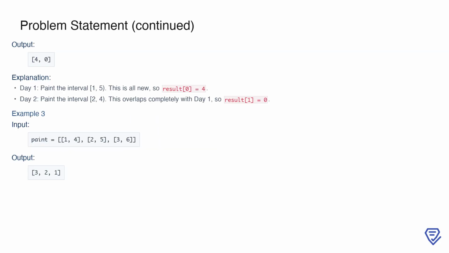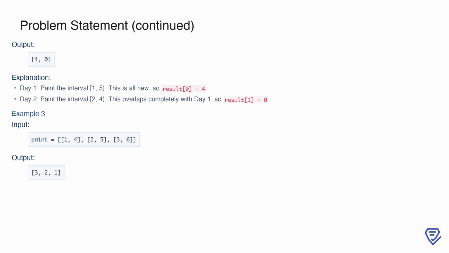Here's another example for illustration. If the input is paint equals [[1, 5], [2, 4]], on day 1 we paint the interval [1, 5], which is completely new, so the result for day 1 is 4. On day 2, we attempt to paint the interval [2, 4], but this range is already fully covered by the area painted on day 1.